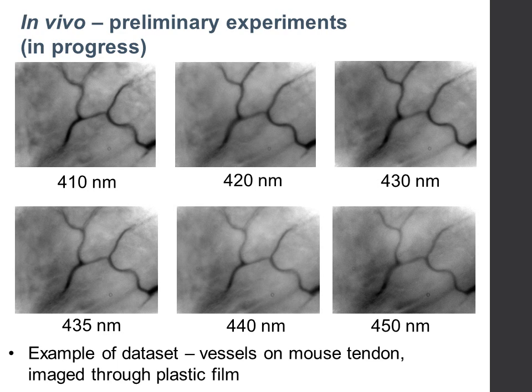So this is still work in progress. I'm currently attempting to image a cohort of healthy control mice and using first an inflammatory model and then a model for rheumatoid arthritis. So hopefully results will be coming soon.